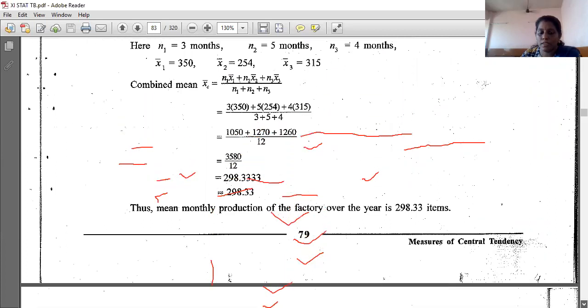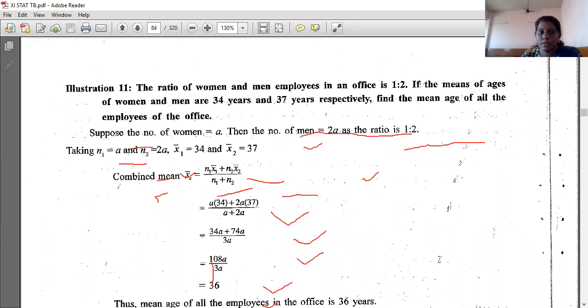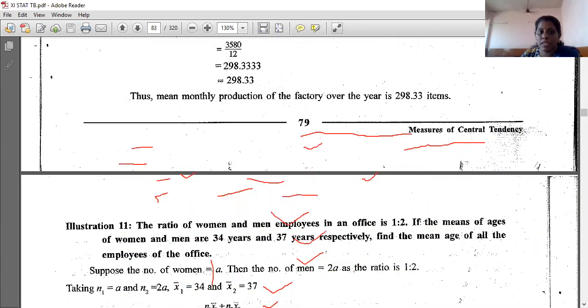Now next, at last you have to write a statement. Therefore, the mean monthly production of the factory over the year is 298.33. So this is the solution of your 10th illustration. Now we'll see the 11th illustration.